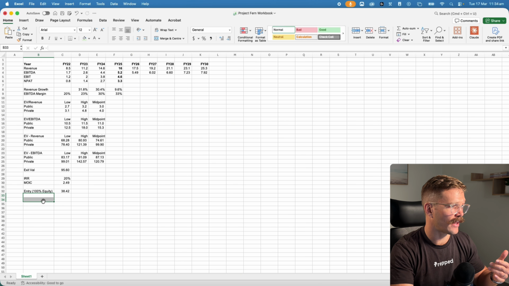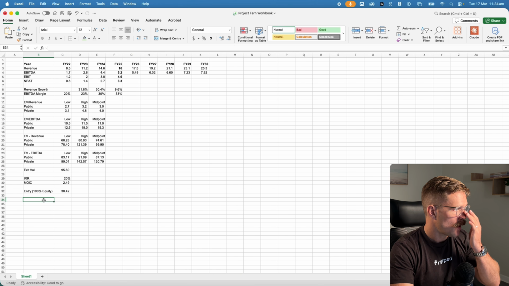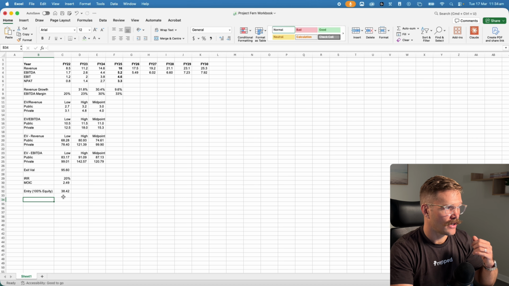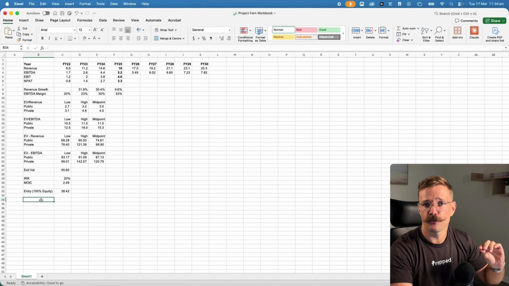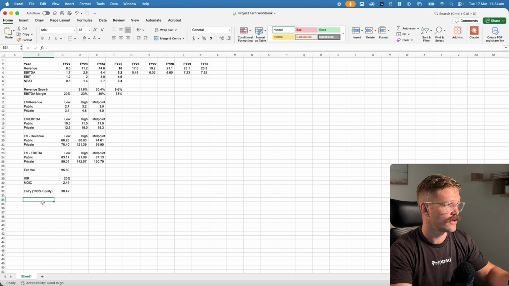So let's have a look at the 50% here. Let's say we're using that exact same entry price and split it into 50% equity and 50% debt, just to see what the MOIC looks like at the end of that. And I don't know if MOIC is the right pronunciation. Multiple on invested capital is what I always call it.